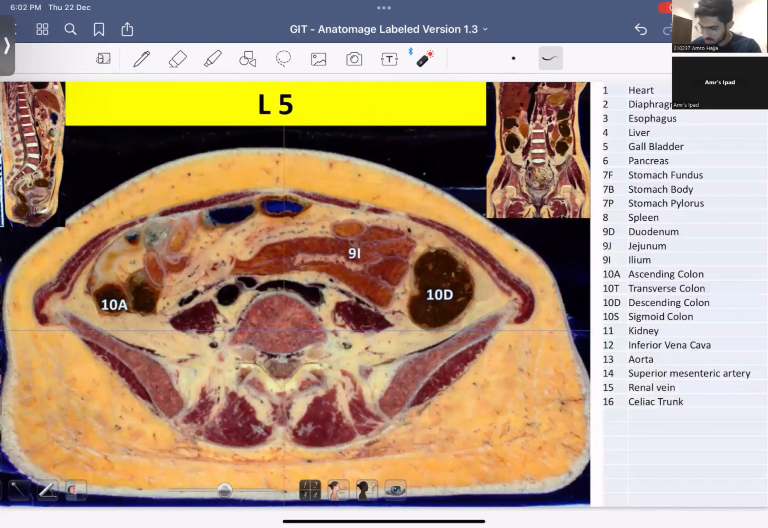If they bring this, they're going to ask about the ileum, and a highlight marker of this section is this area and this area. You know that this is L5, and it's where we have the ileum. So ileum, L5, and these are the things to know.